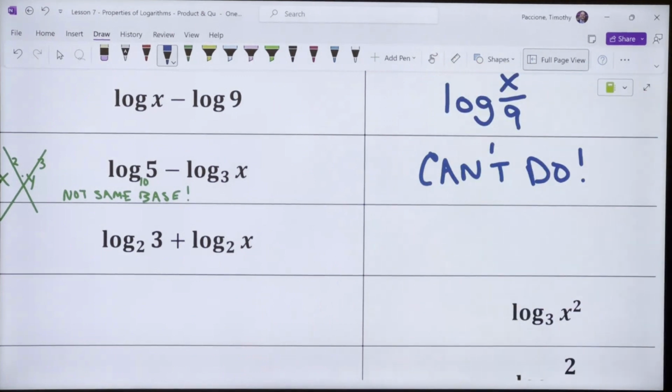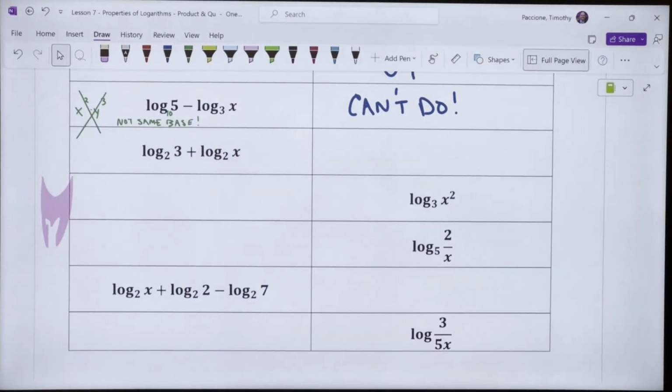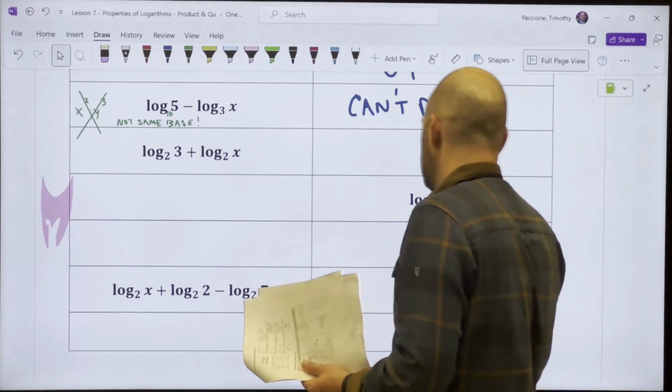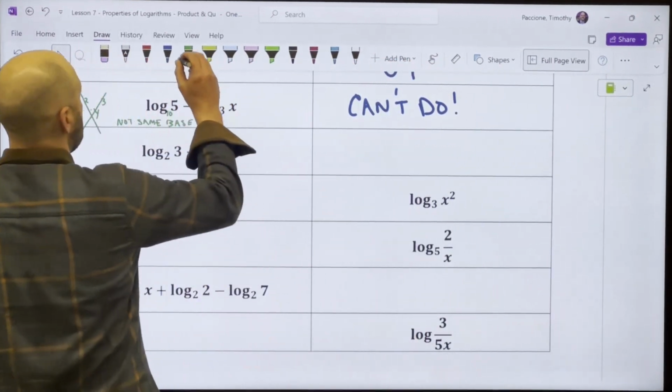Good job. When you verify your answers and you feel good, then you can grab your homework.